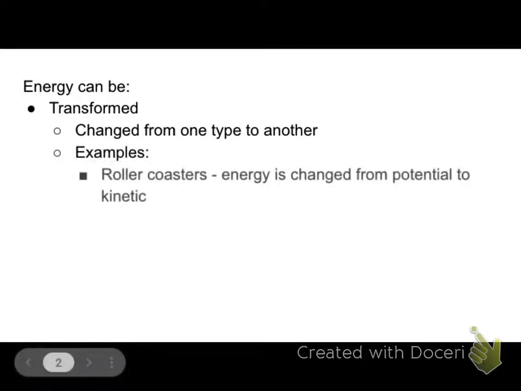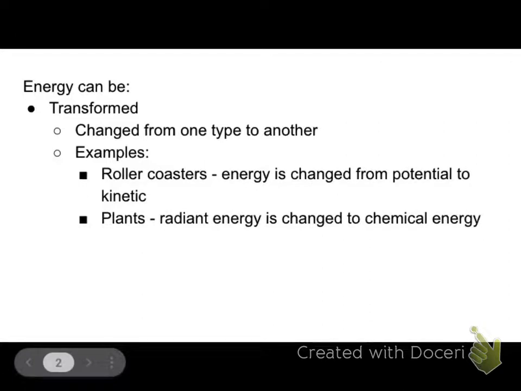Roller coasters are really good situations to explain kinetic and potential energy being changed back and forth. You start with potential energy at the top of a hill, it becomes kinetic energy as you move down, and then as the object moves back up the hill, it slows down, losing kinetic energy, which is being transferred into potential energy again.